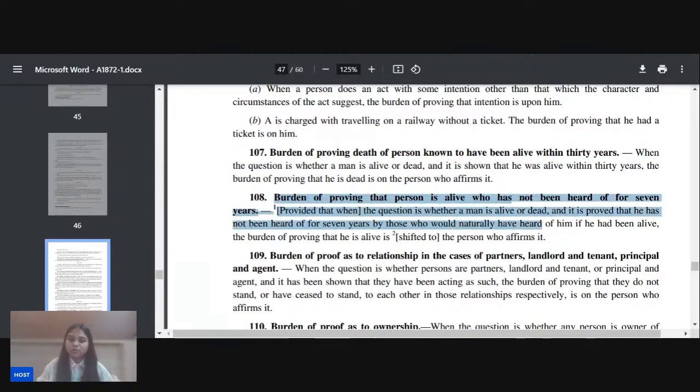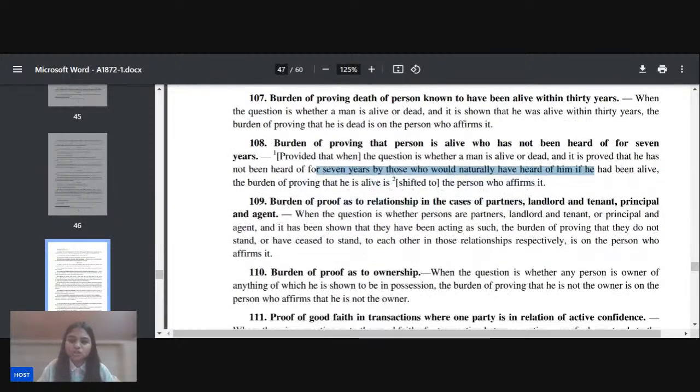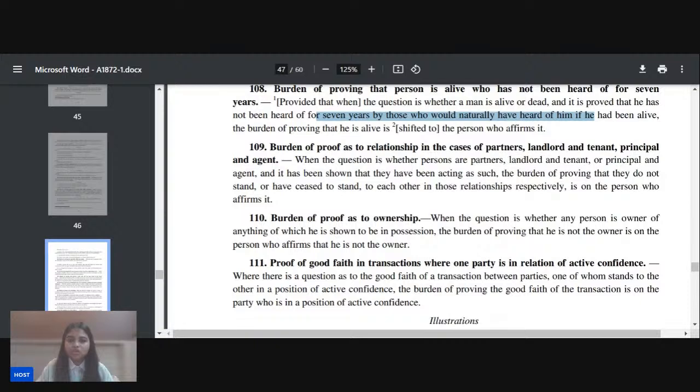108 talks about presumption of death. If a man is not heard of for 7 years by those persons who should have naturally heard of him, then he is considered to be dead unless someone else proves that he's alive. And if you are asserting that he's alive, then you have to prove it. Okay, then there is burden of proof as to relationship in cases of partner, landlord, tenant, principal, and agent. 110 talks about burden of proof as to ownership.